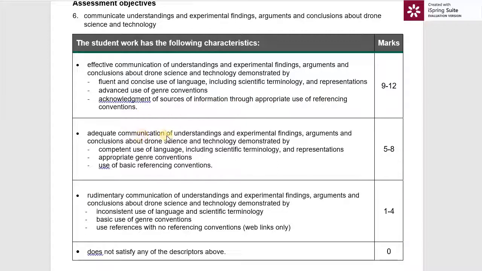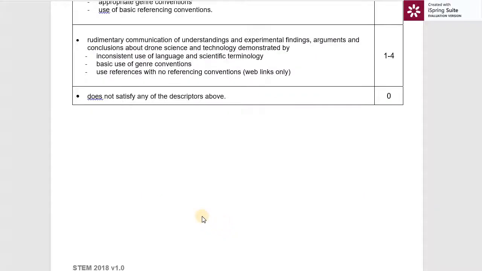If you provide an adequate use of communication and understandings in your argument, competent use of language, appropriate genre conventions, and basic referencing conventions, you'll receive a mark between 5 to 8. If your communication is rudimentary, inconsistent, and uses references or no references, you will only get a grade between 1 and 4, and if you do not satisfy any of the descriptors above, you'll get a grade of 0. And that's the entire task.